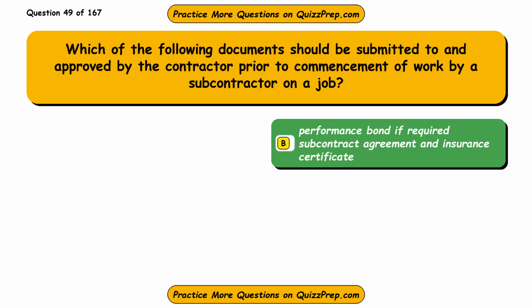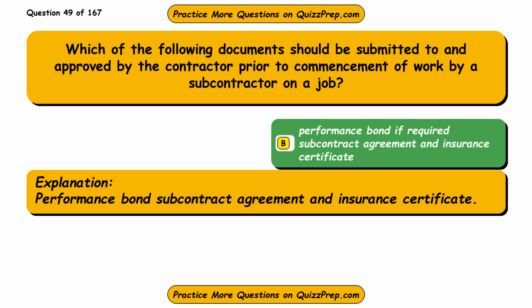The correct answer is option B, performance bond if required, subcontract agreement and insurance certificate. Performance bond, subcontract agreement and insurance certificate.